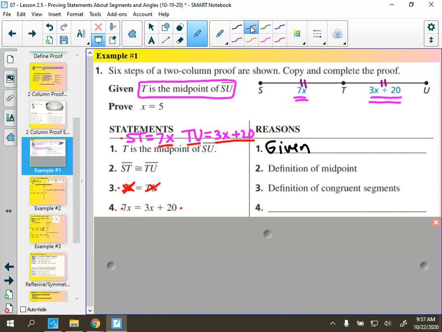So we took the previous statement. If you notice, everything has kind of gone from here to here. So we took step 3. How did we get from step 3 to step 4? We used the substitution property of equality, which says you can replace things that have equal values.